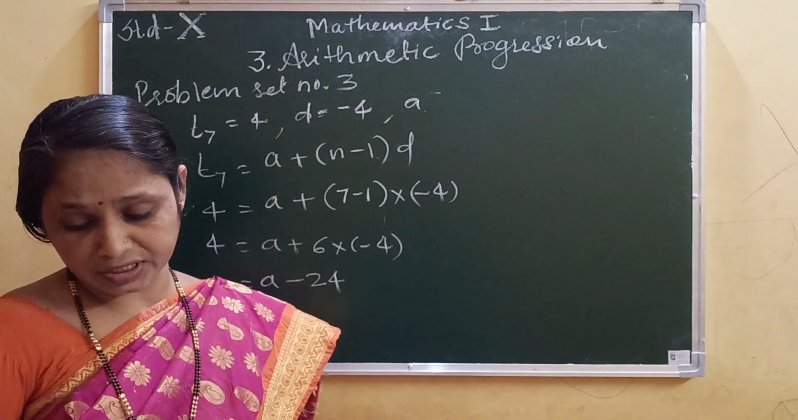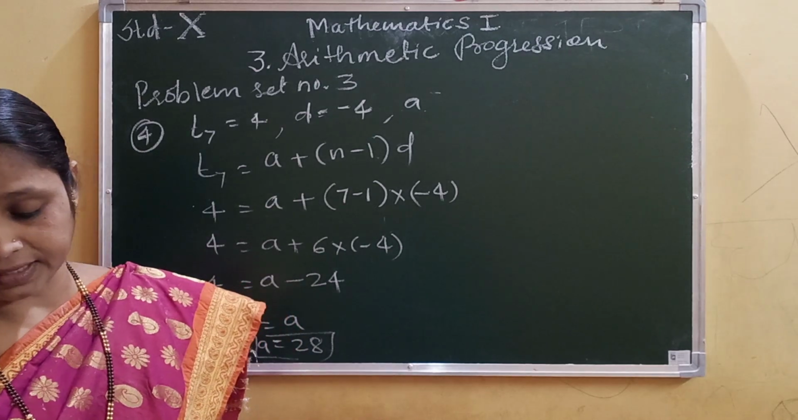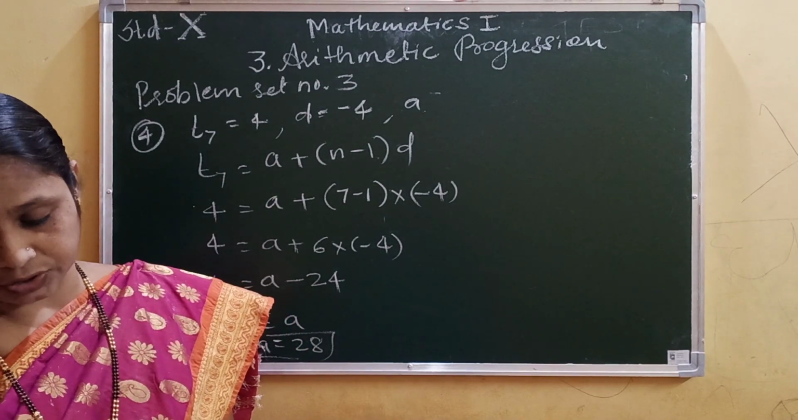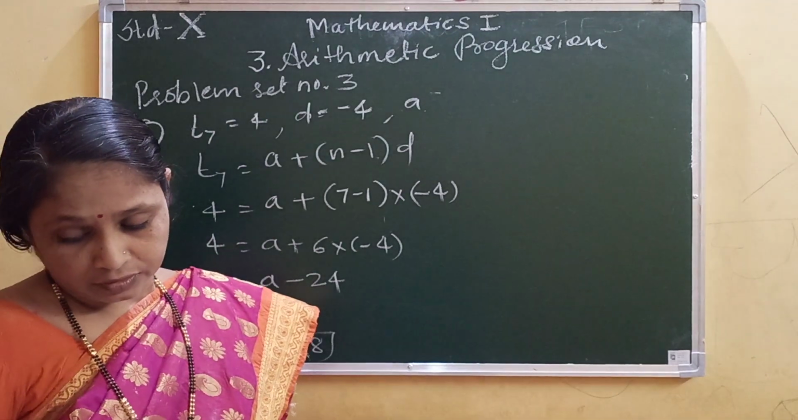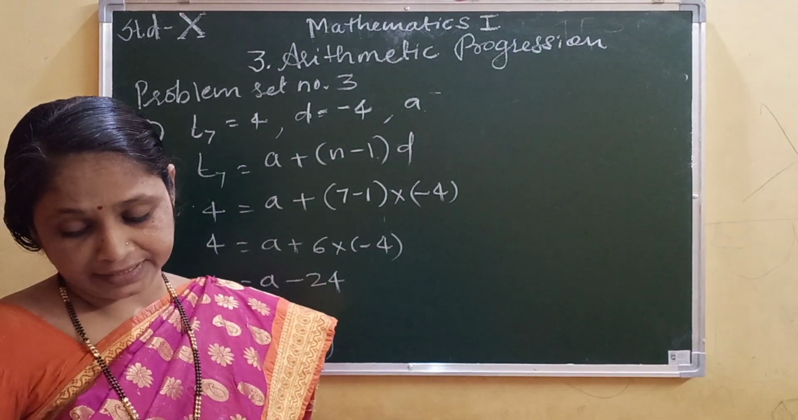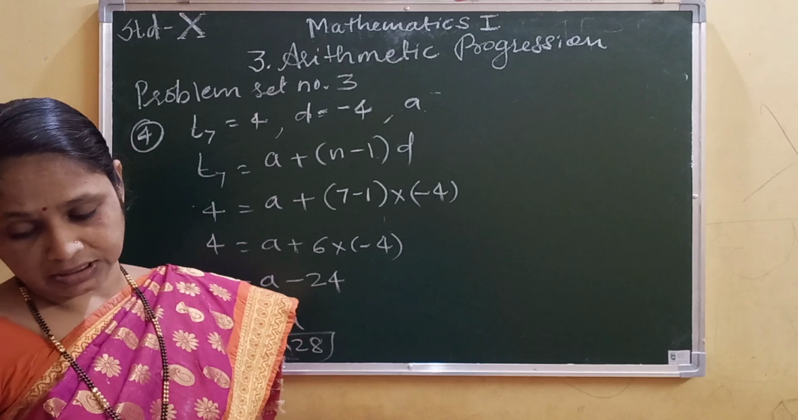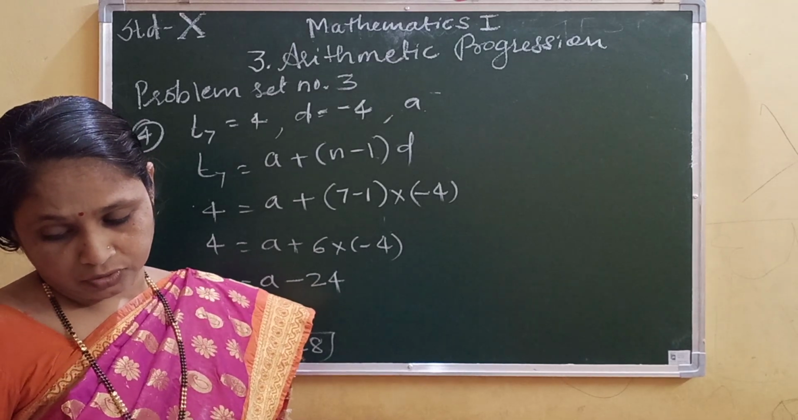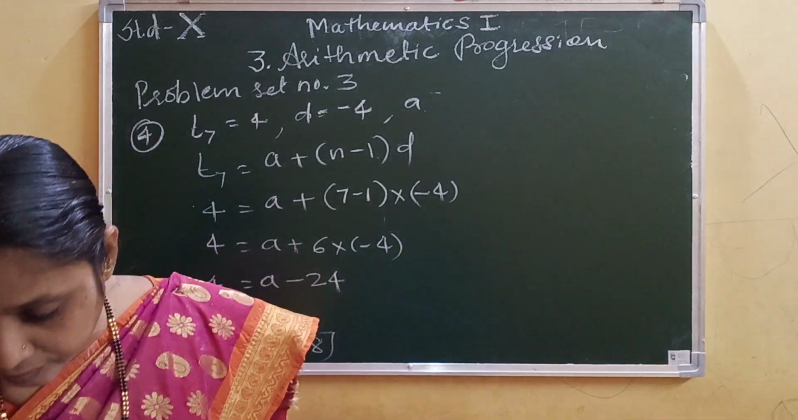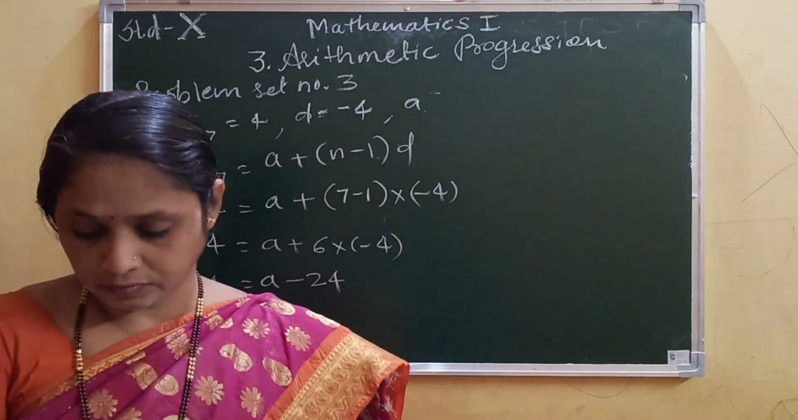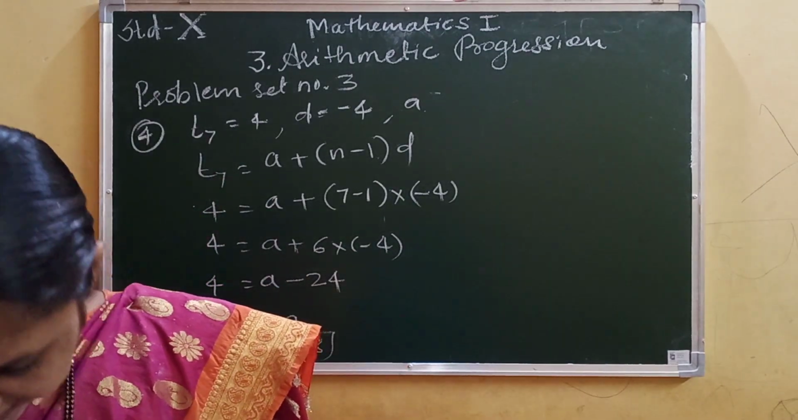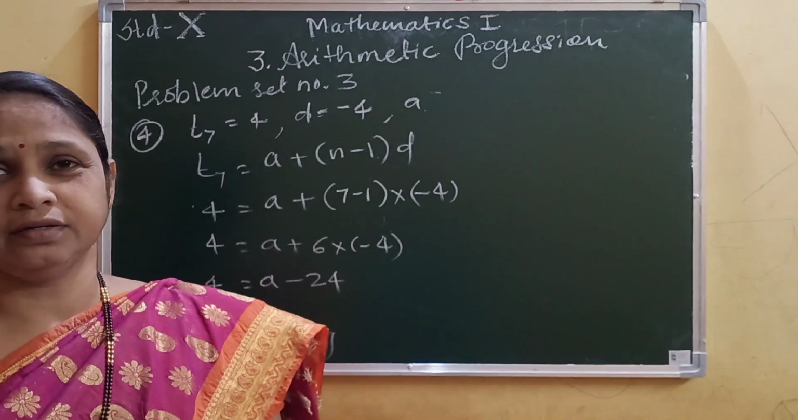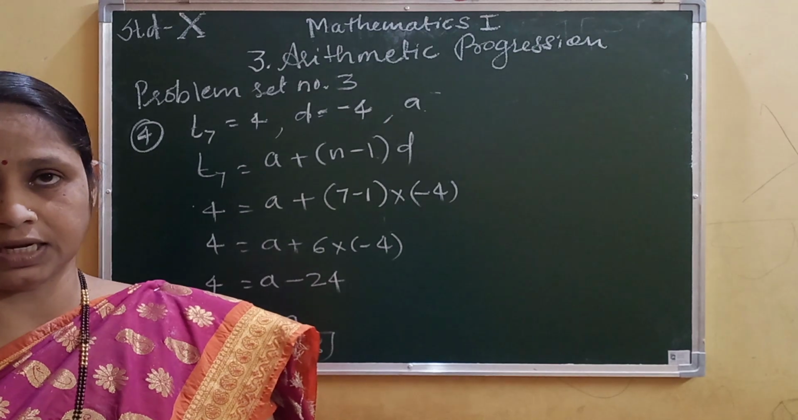Option number 4. Now next: for an AP, A is equal to 3.5, D is equal to 0, n is equal to 101. Then find Tn. Now see, D is equal to 0, so the n minus 1 term will be equal to 0. So Tn you have to find out. So Tn will be 3.5, because the other terms are 0.